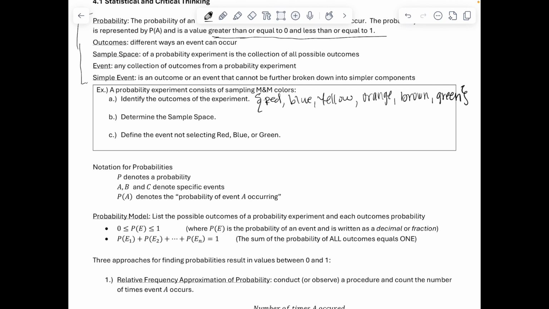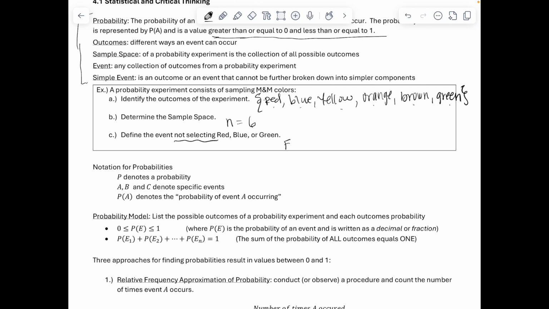Determine our sample space. So if you count up the number of colors that we have, it's 1, 2, 3, 4, 5, and 6 different colors. We use that n to state our sample space. So this is n is equal to 6. It says define the event not selecting red, blue, or green. So we're not selecting these for part C.